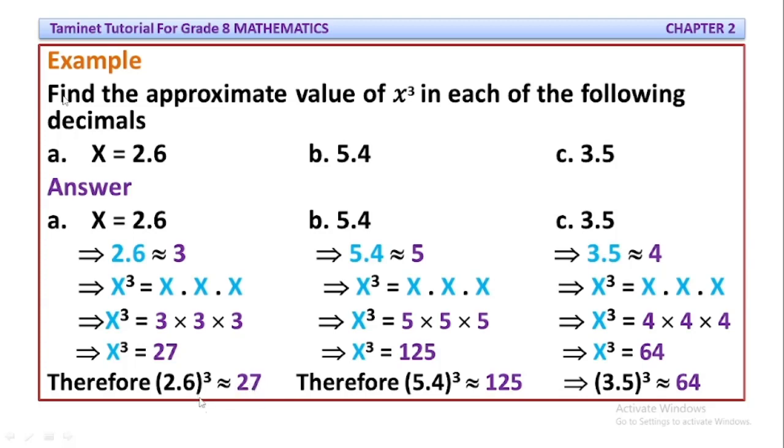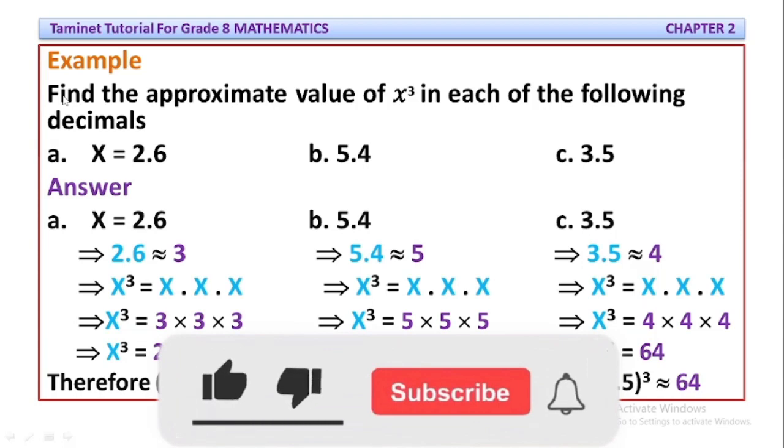2.6 cubed is approximately near to 27. And also 5.4 cubed is near to 125. But it is 125 something.